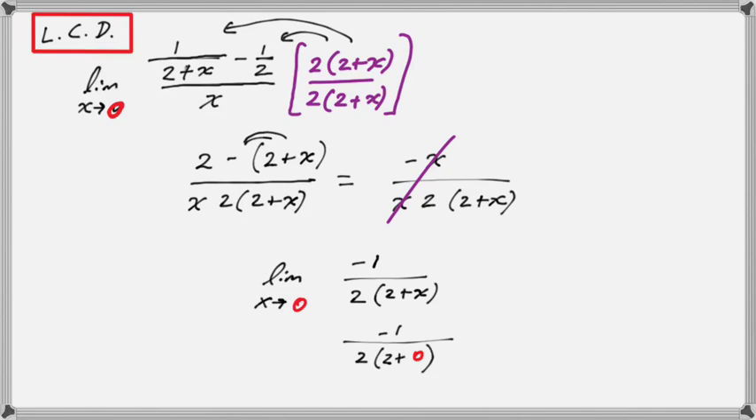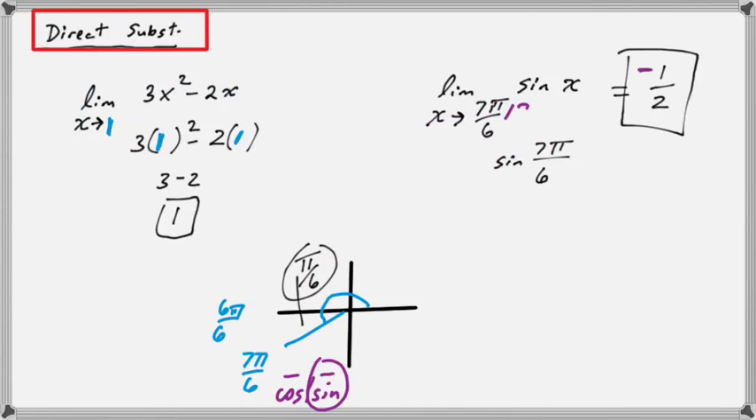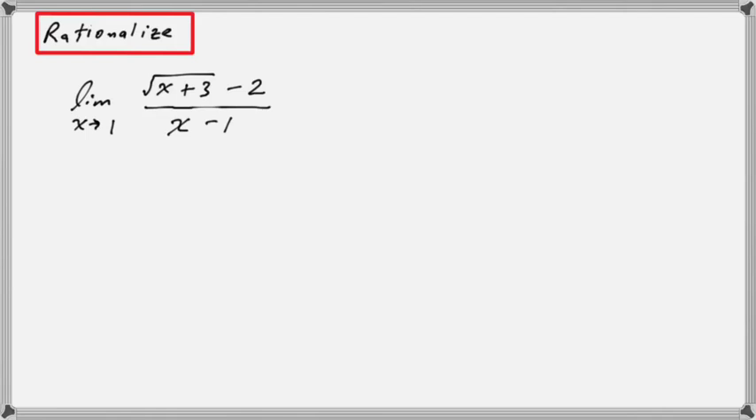So I put a 0 in for that x, and I think I'd get a result of negative 1/4. Okay, that was least common denominator. We also have rationalizing. Rationalizing, you only use that when you see a radical. It still is probably going to give you 0 over 0 like all of these. But let's see if I can find one that has a radical in it like this one.